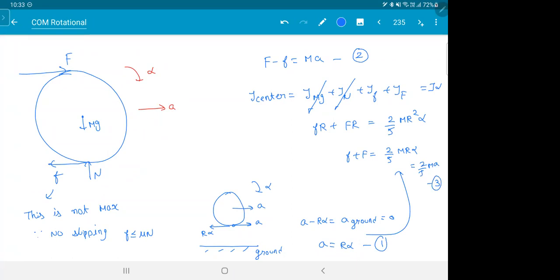Have a look at this. I'll solve it on the next page. Again, what did I do? I drew the FBD. I got the forces. I defined acceleration and alpha. Then I found the relation between A and alpha. It is not slipping, so the bottommost point's acceleration should be 0. So A and R alpha will cancel out. So A is equal to R alpha. Then I wrote the force equation. Then I wrote the torque equation. Now I'm supposed to solve the equations. So those are the 5 steps.